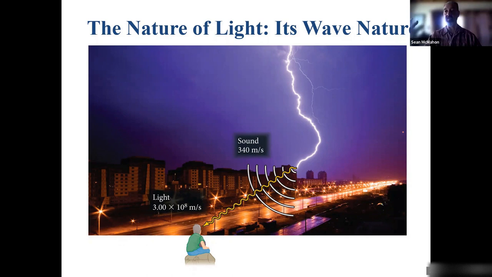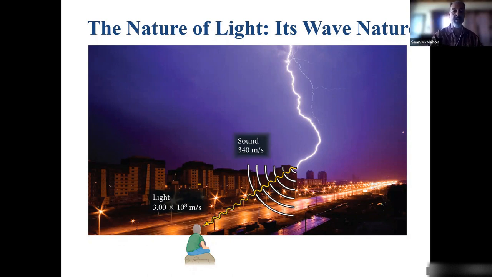Well, think of thunderstorms. When you see lightning, you see that first, and then you count the number of seconds until you hear the thunder, and that tells you the distance. Well, that's because the light travels so much faster than the actual sound.